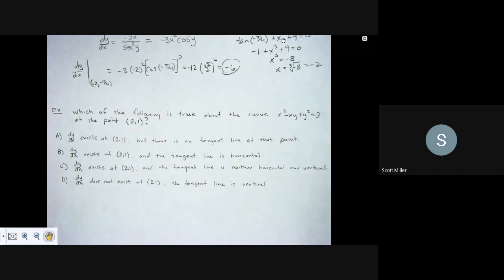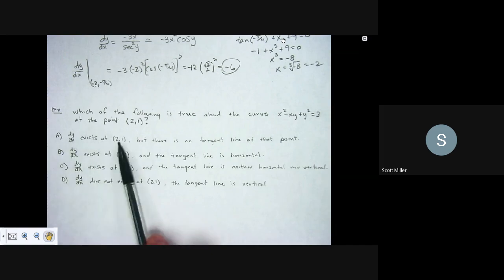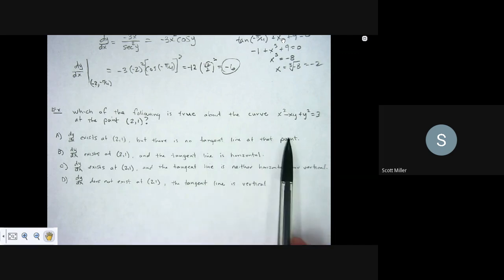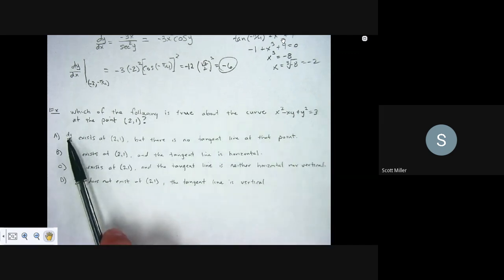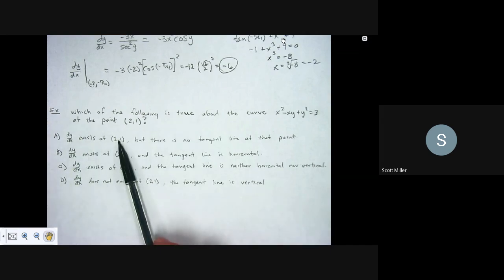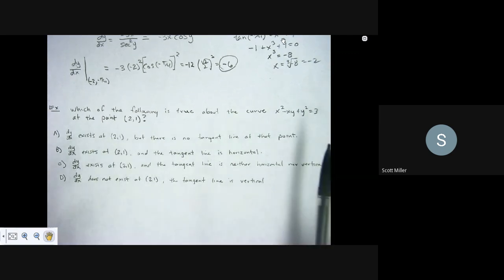So hopefully you did, and you thought about it, you paused it. The one that makes absolutely no sense here is A. dy/dx exists at that point, but there is no tangent line at that point. But that's the definition of this. dy/dx is indeed the slope of a tangent line at that point. So to say that this exists, but there is no tangent line, doesn't make any sense. So A is already out of our picture here.